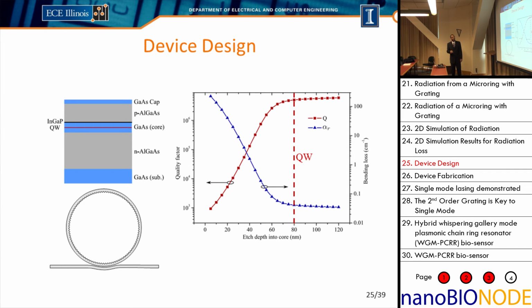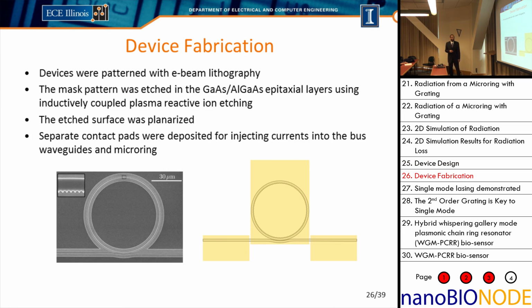So there's a function of how deep I etch into the core. The quantum well is 80 nanometers into the core. If I etch very close to that 80 nanometers, then I get very low bending loss, and I have high quality factor. If I don't etch deep enough, so I'm sitting here, then I have very high bending loss. 10 inverse centimeters is pretty high for a laser to operate. And so what I want to do is etch somewhere between 40 and 80 nanometers into the core. If I etch too far, I get high threshold because I have non-radiative recombination. If I etch too shallow, I also get high threshold because I have poor optical confinement and I have high bending loss.